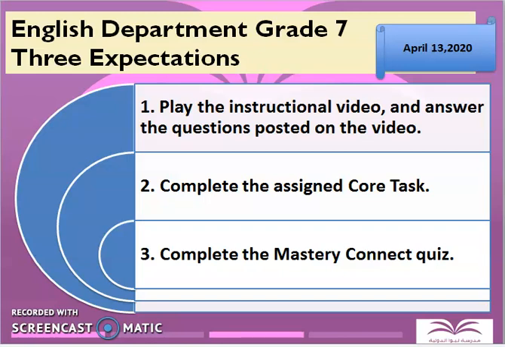Today is April 13, 2020, and welcome to our topic, transitive and intransitive verbs.